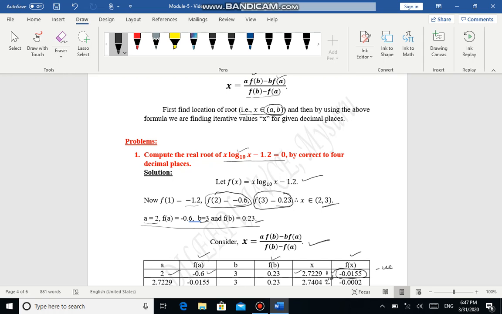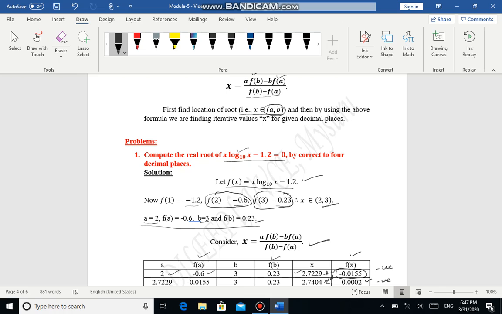Now compare the first and second iterative values. These two values are not equal, so I repeat the procedure again. Now substitute the second iterative value in the function f of x. We get minus 0.0002. Again, this is negative. So I go for the third iteration because the first and second iteration values are not equal.